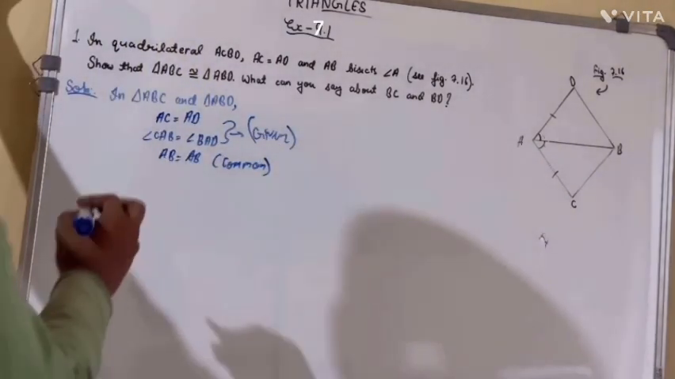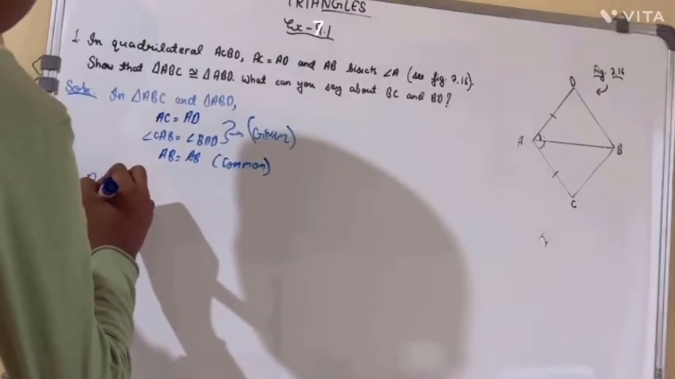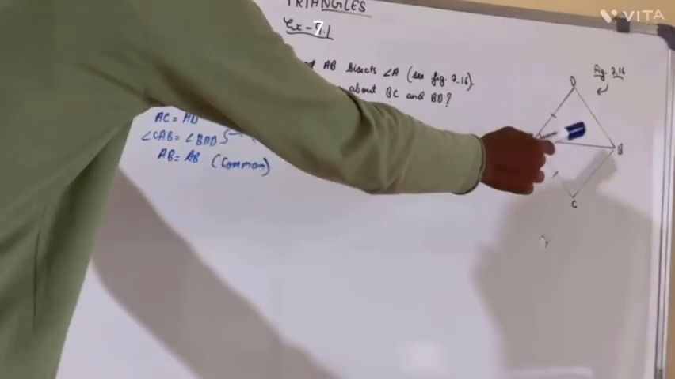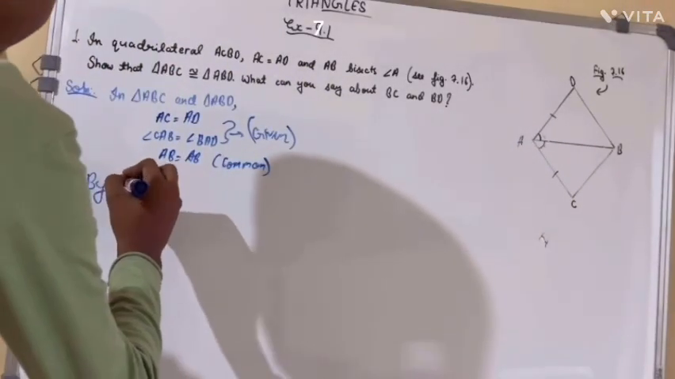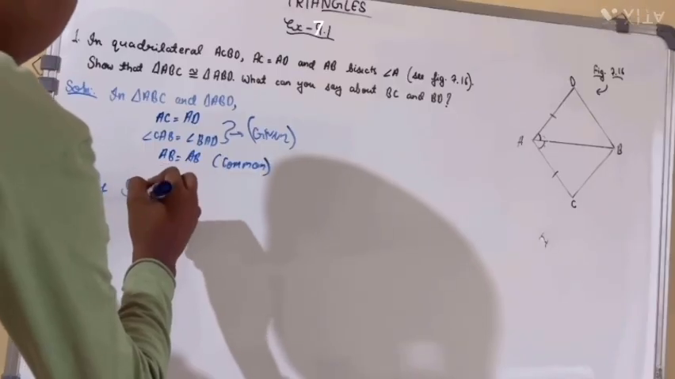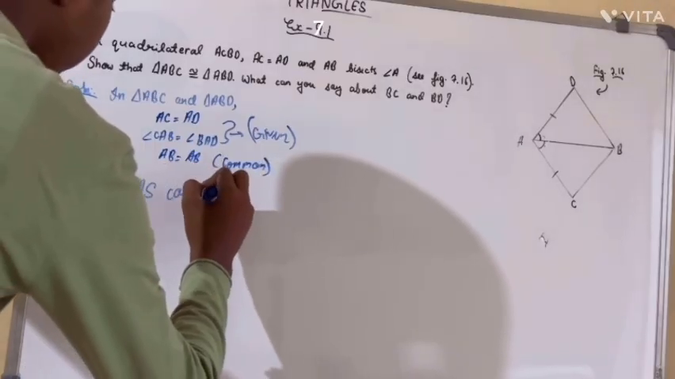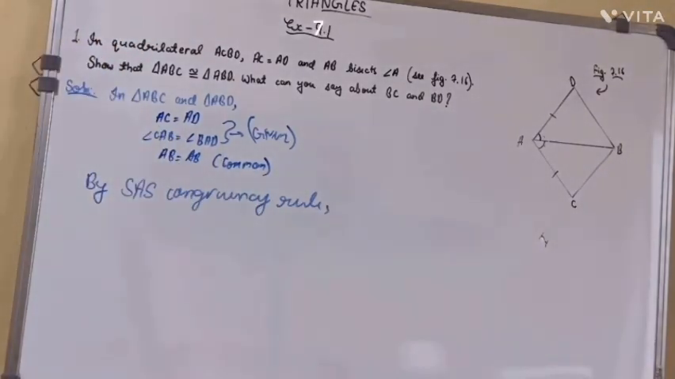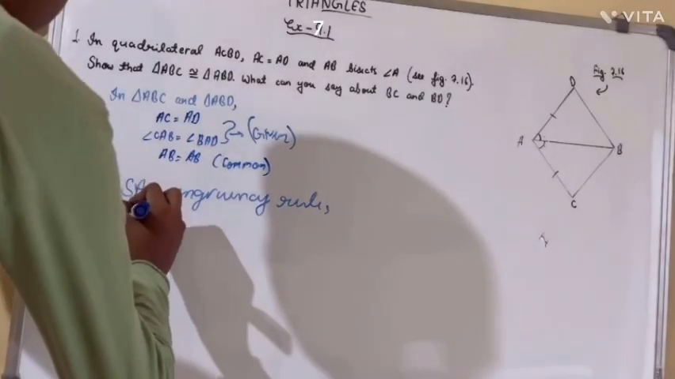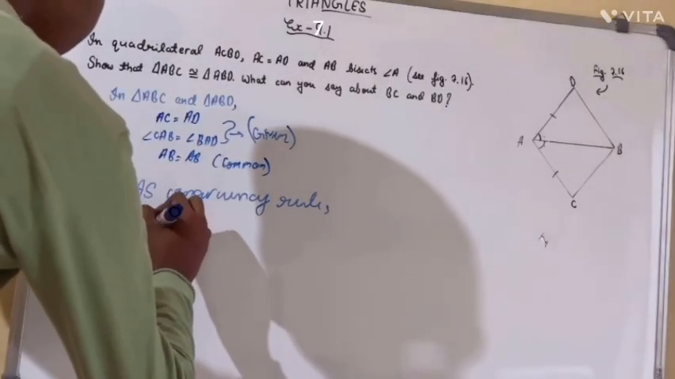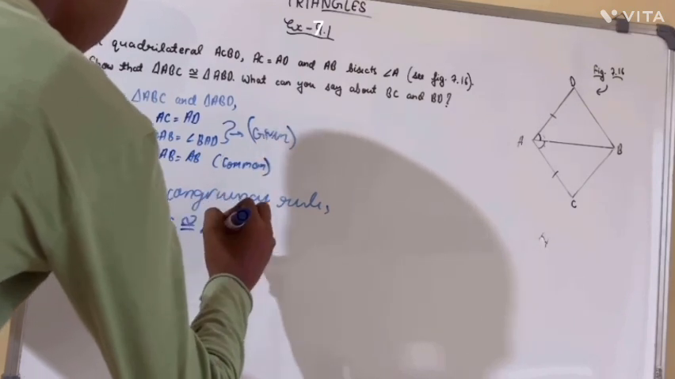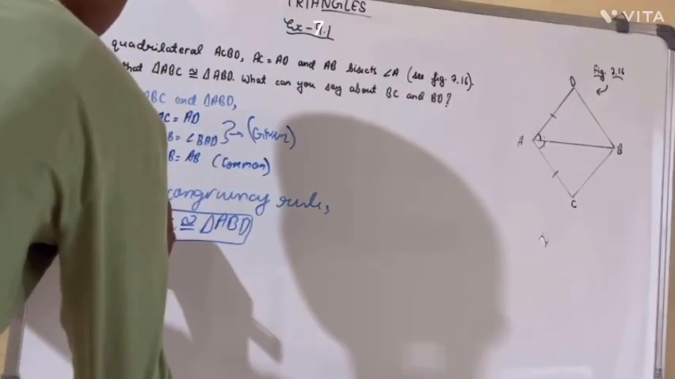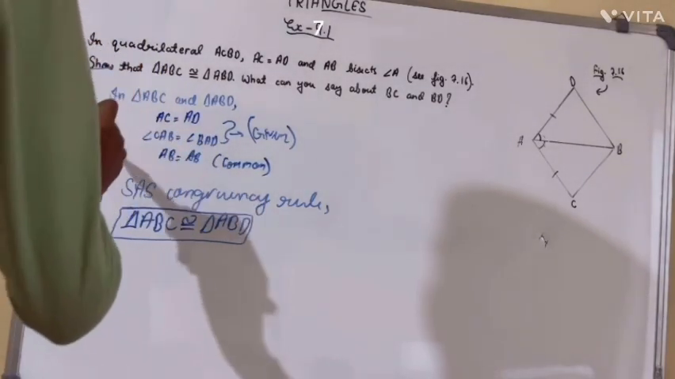Now we can say, what is this? This is side angle side, that means by SAS, side angle side congruency rule, triangle ABC is congruent to triangle ABD. This we have to show in the question, and we have shown it here.